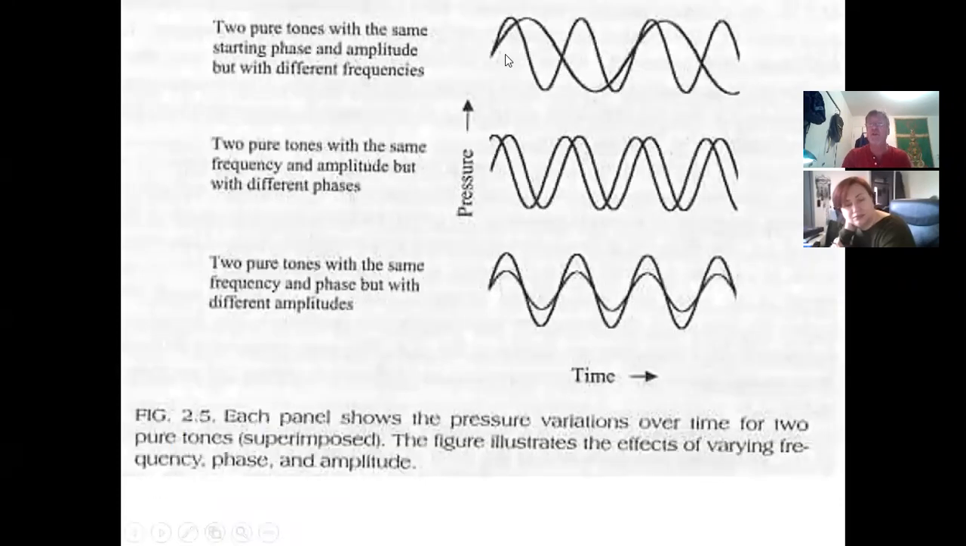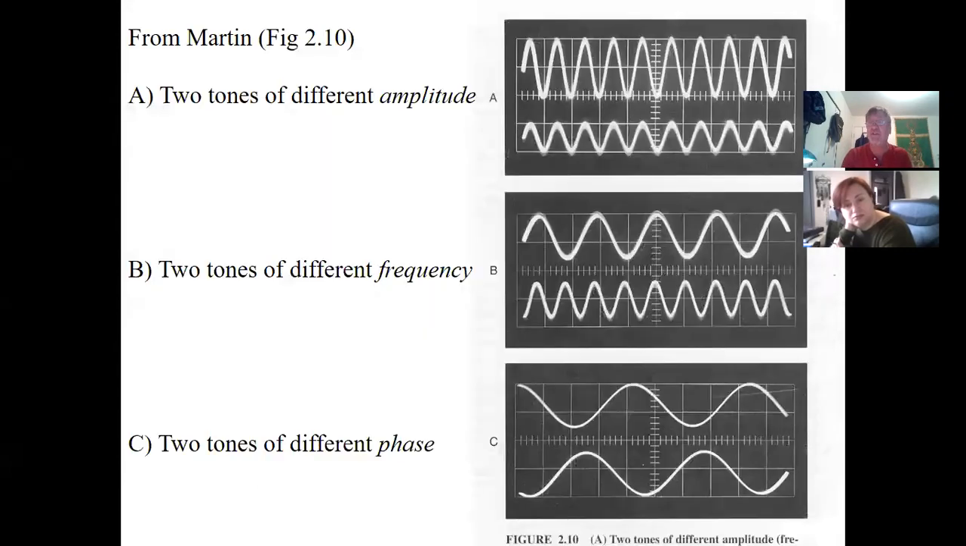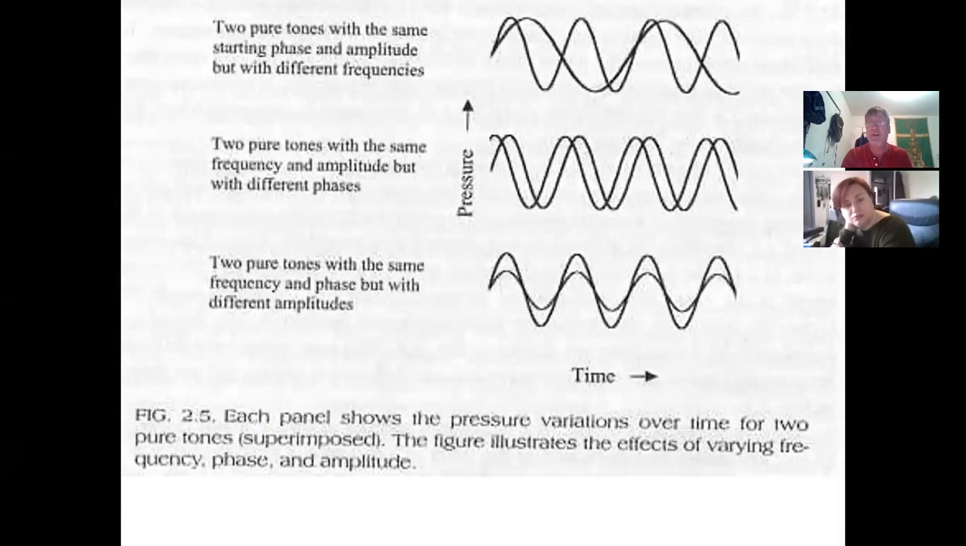Here again are two tones at the top. They differ in frequency. They're the same in amplitude, and they started at the same phase. These two sounds are the same in frequency. They're the same in amplitude. They started at different phases. The bottom pair shows you the same frequency. They started at the same phase. They're just different amplitudes. Again, this slide is showing you quite similar stuff to the previous slide, just in a different way.